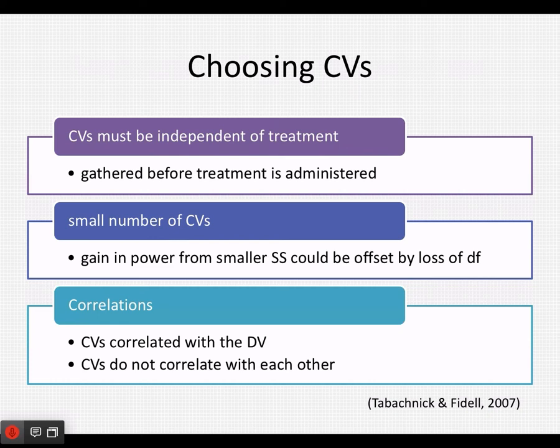In terms of deciding which ones to add, this is what we look at. We look at the correlations. We want the covariates to correlate with the dependent variable, and we don't want the covariates to correlate with each other. So, make sense? Okay, so next I'm going to give you a pop quiz.